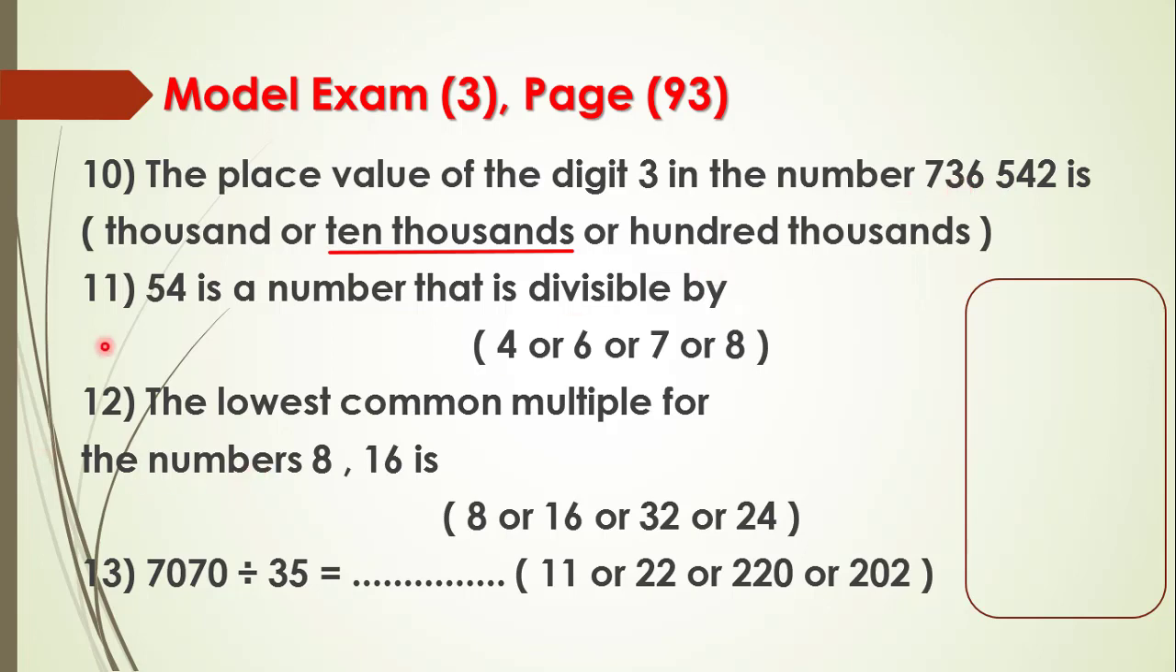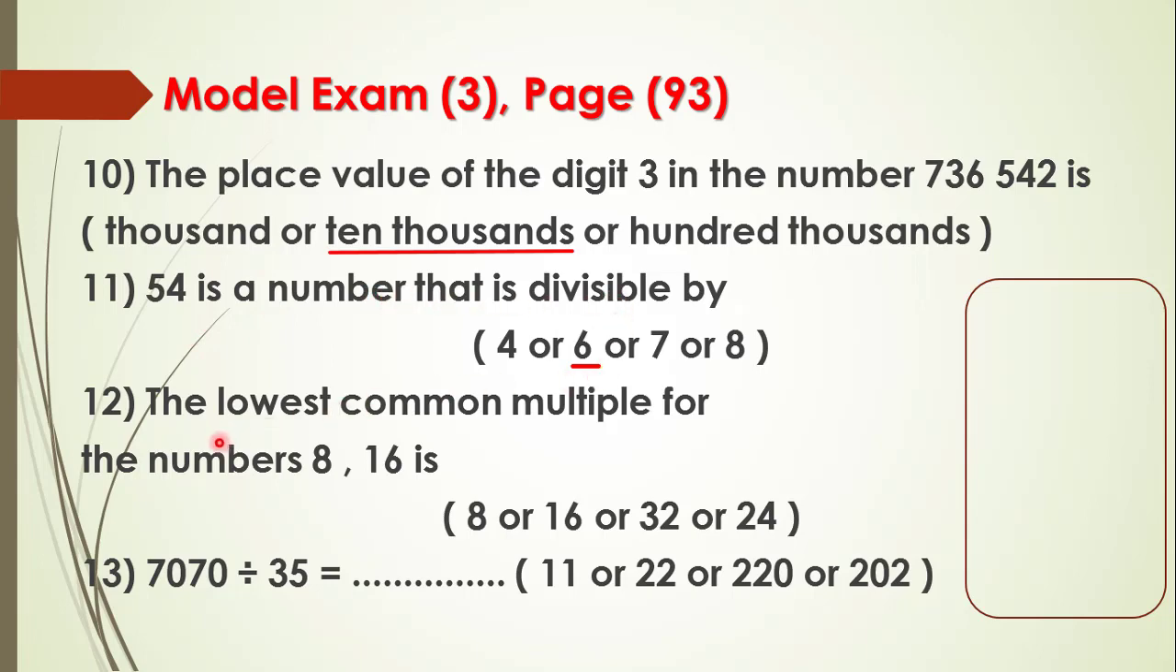Number 11, 54 is a number that is divisible by. 54. Revise the timetable in your mind. 54 is a result in timetable 6. Yes, because 6 times 9 equals 54. So 54 is a number that is divisible by 6.